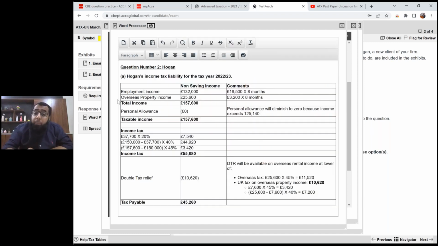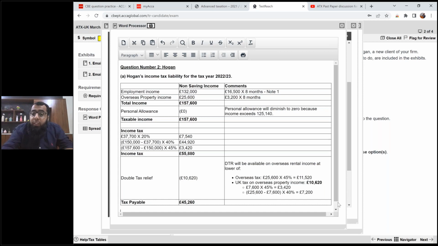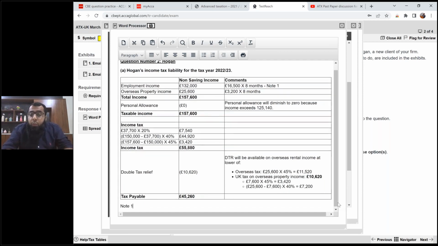Okay, let me repeat it again. See, first of all, we took employment income of 8 months. Why did I take employment income of 8 months? Let me add a footnote here. It is much better if you add footnotes, small explanations for what you have done in the question. Note 1.